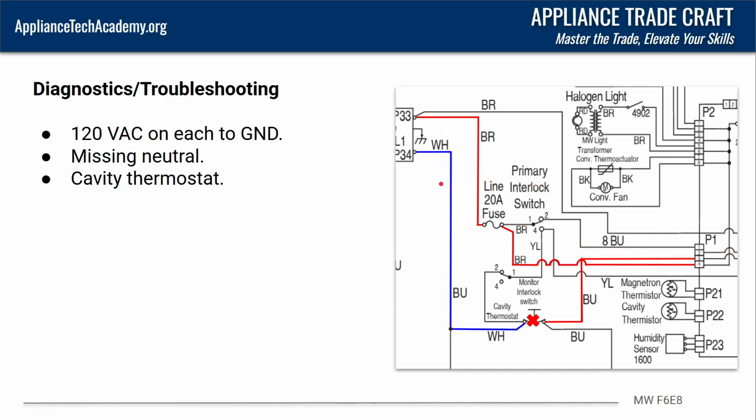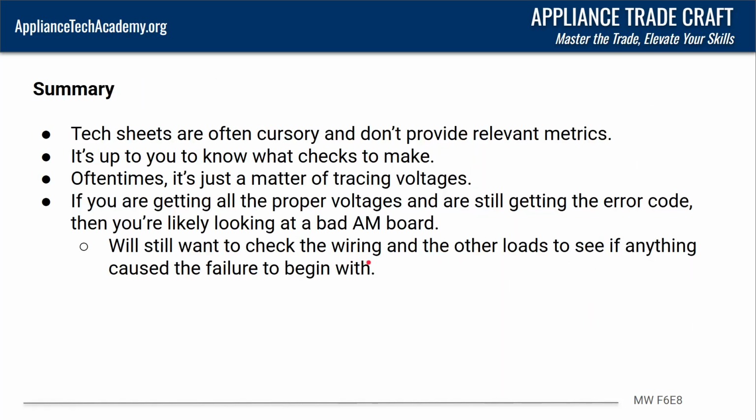Again, that boils it down to a process of elimination, and this is why wire diagrams are so important, and understanding them, and then also understanding voltage. So this training is kind of brief, basic, cursory. Tech sheets are often pretty cursory, and they don't really provide relevant metrics sometimes. As you could see before, all it really said was check the wiring between the two. If it's good, replace the board.